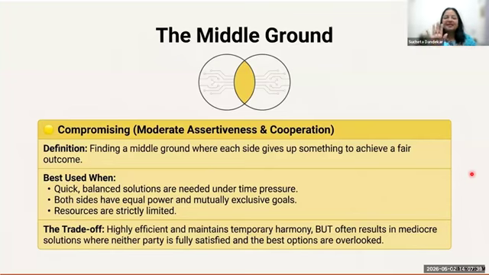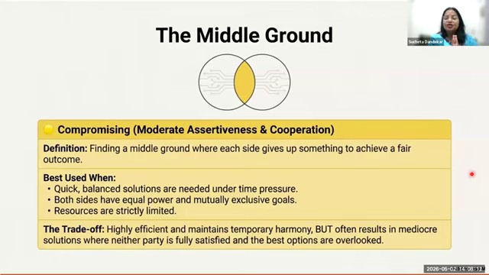The fifth is the middle ground, compromising, with moderate assertiveness and cooperation. What is the definition? Finding a middle ground where each side gives up something to achieve a fair outcome. It is best used when quick balanced solutions are needed, both sides have equal power and mutually exclusive goals, and the resources are strictly limited, and you feel that we need to come together.